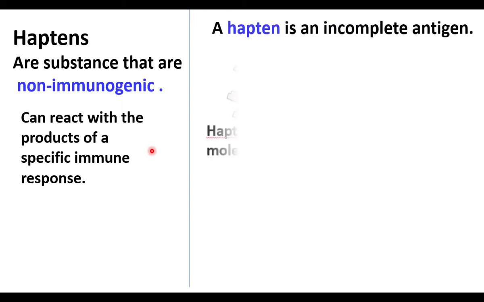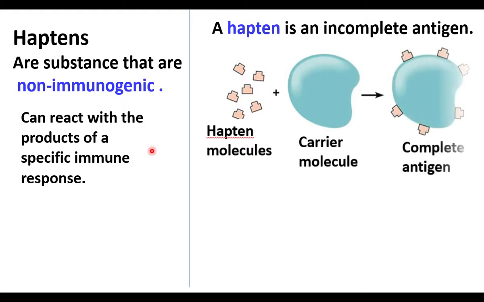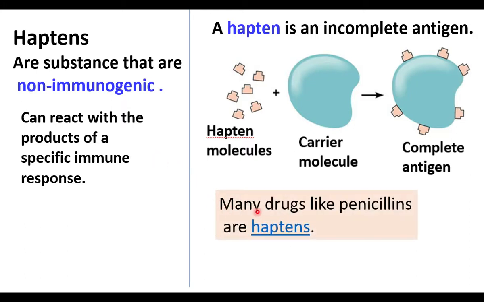When the hapten molecules are combined with a carrier, the hapten molecule will be a complete antigen. Many drugs like penicillins are haptens.